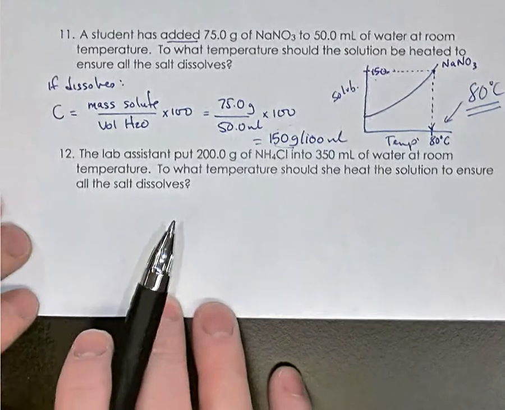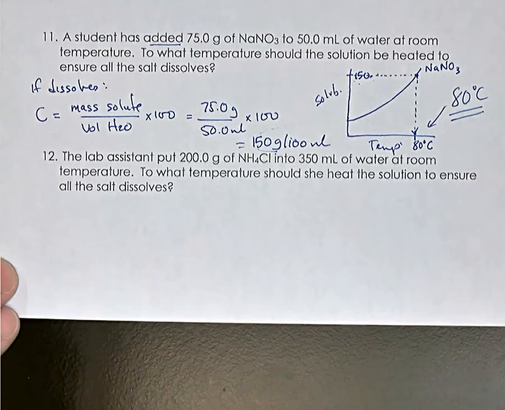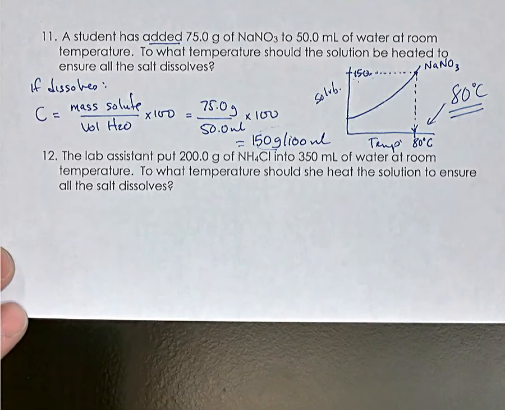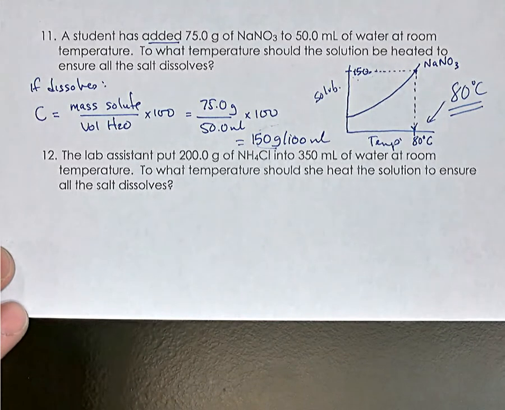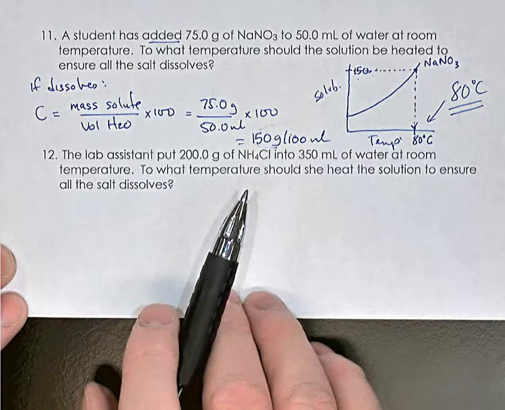Okay, do the same thing for this last one. You've put 200 grams of ammonium chloride in 350 mL of water at room temperature. It doesn't all dissolve, so you're going to heat up the water to make it dissolve. To what temperature should you heat the water to make sure it all dissolves? So it's the same question we just did.